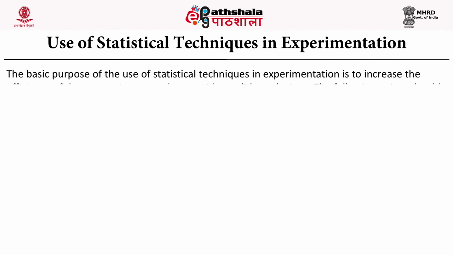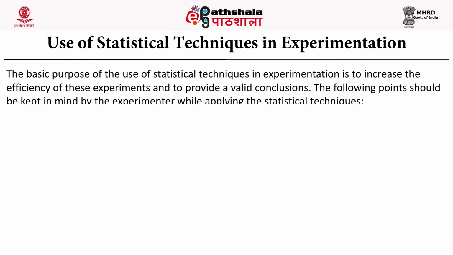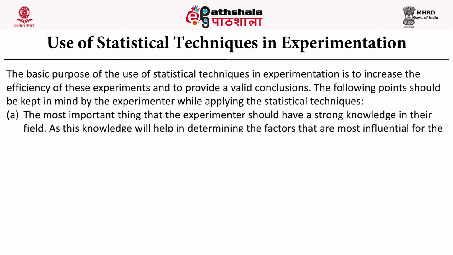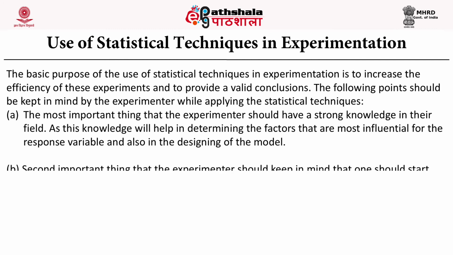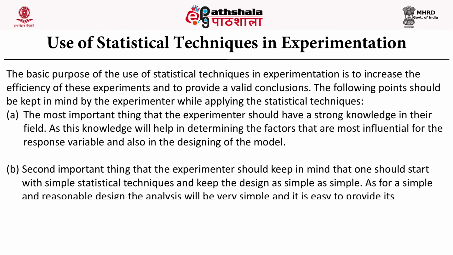Now, in this section we will discuss how to use statistical techniques in experimentation. The basic purpose of using statistical techniques in experimentation is to increase the efficiency of these experiments and to provide a valid conclusion. The following points should be kept in mind by the experimenter while applying statistical techniques. The most important thing is that the experimenter should have strong knowledge in their field, as this knowledge will help in determining the factors that are most influential for the response variable and also in designing the model.